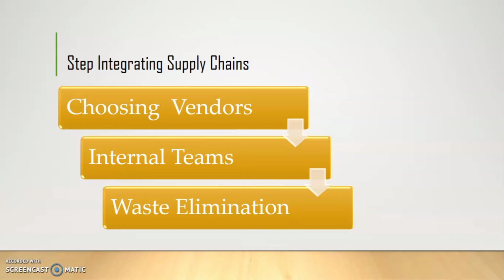Second step, internal teams. Working with the internal team of a company to work based on the needs of the overall system rather than just their department. Having set procedure based on the big picture can help to eliminate waste and improve efficiency.